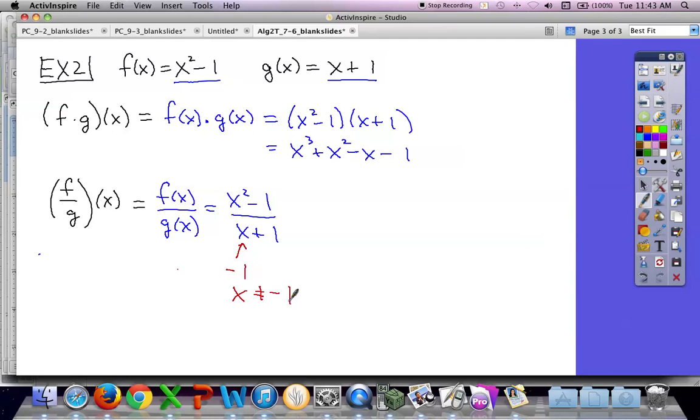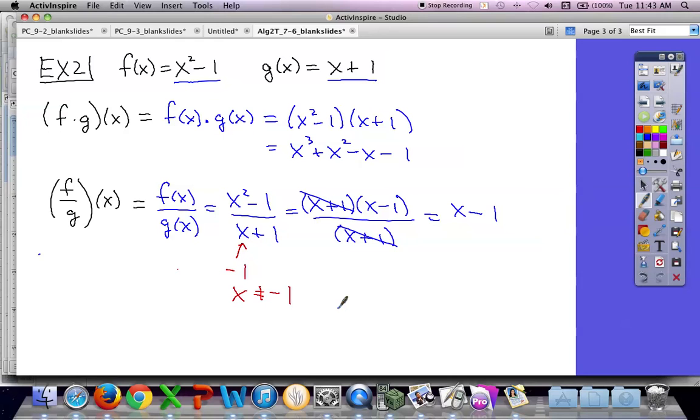Now we're not done because we didn't simplify this. And we should recognize by this point, x squared minus 1 is a difference of squares, and it factors as x plus 1 times x minus 1. And now we notice we have a common factor in the numerator and denominator, so we cancel them. And this equals x minus 1.